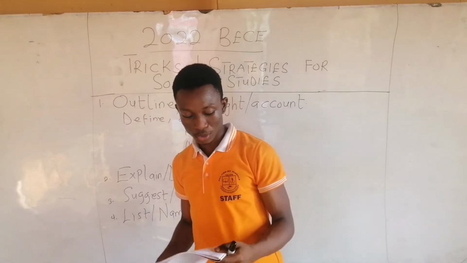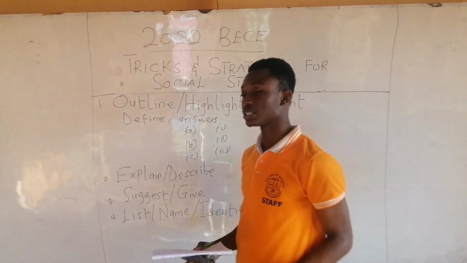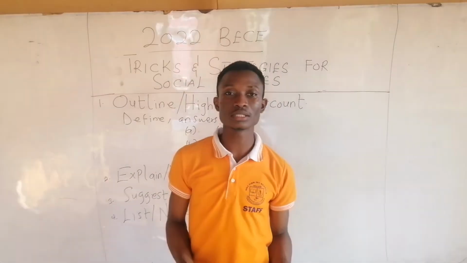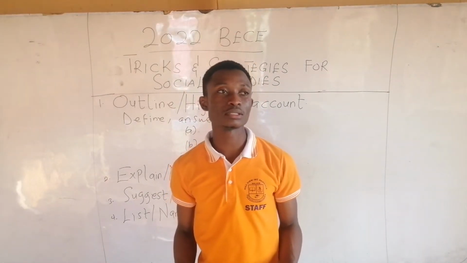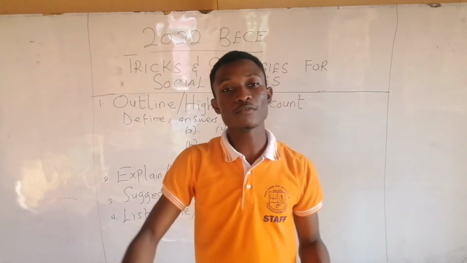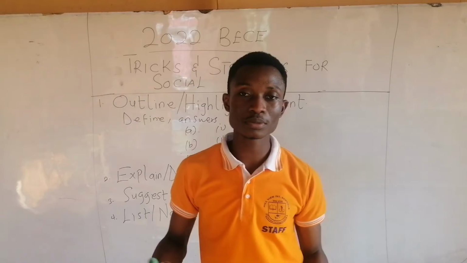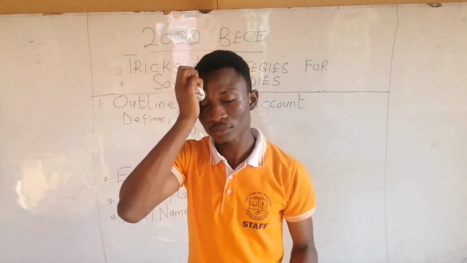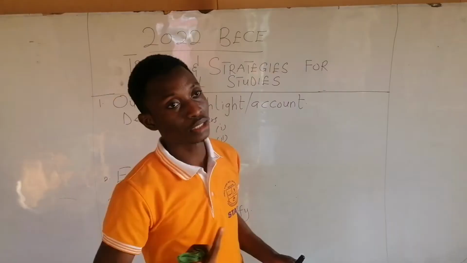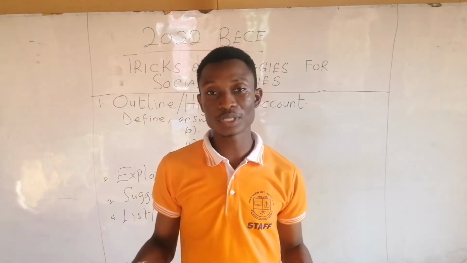With list or name, let's take a question. List 4 irresponsible adolescent behaviors in the society. Irresponsible adolescent behaviors are the behaviors that do not conform to the rules and regulations of the society. Some irresponsible adolescent behaviors include A. Teenage pregnancy, B. School dropout, C. Truancy, D. Sexual promiscuity. So here, it's just a mere giving out of major points.